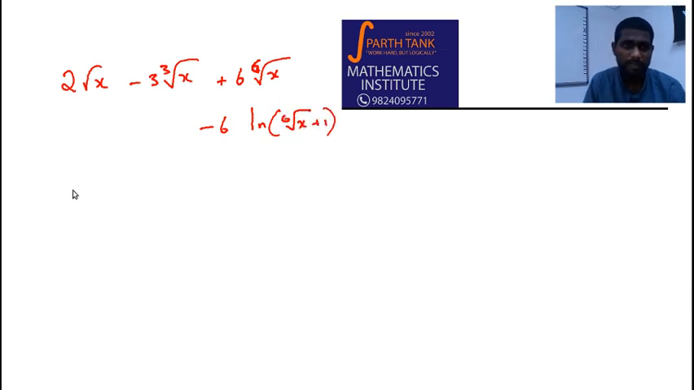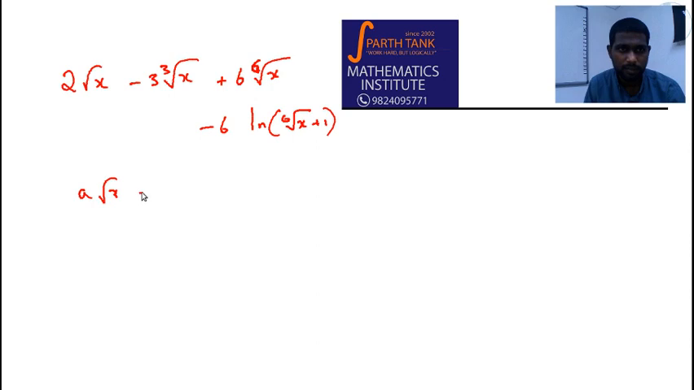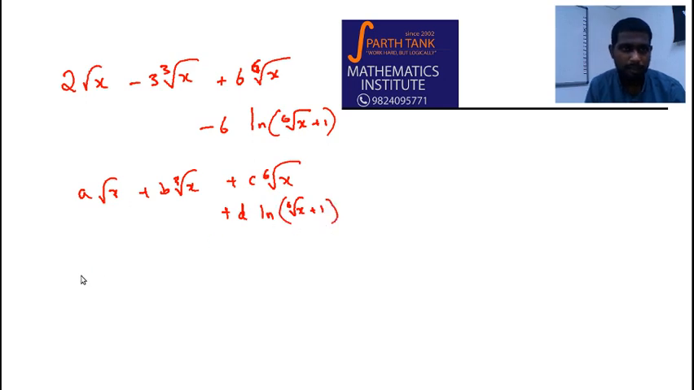Now they have given that this integral is a into root of x, b into etc, etc. So let me write that down here. They have given this is equal to this plus cube root of x into b plus 6th root of x into c plus ln of 6th root of x plus 1. Comparing this, you get a is 2, b is minus 3, c is 6, d is minus 6.